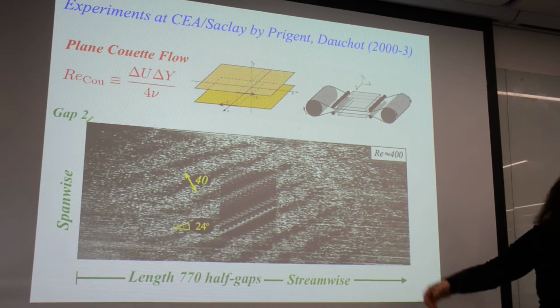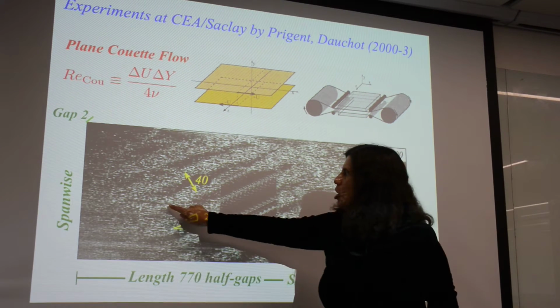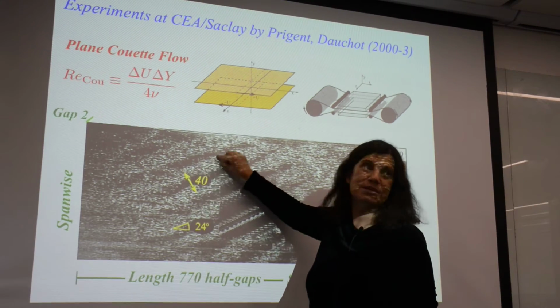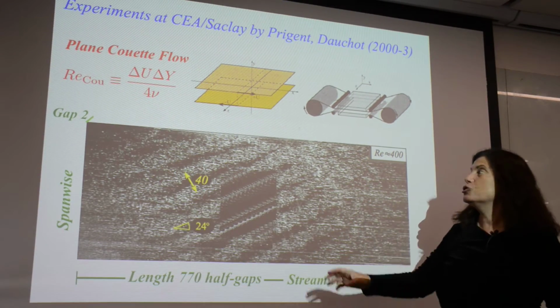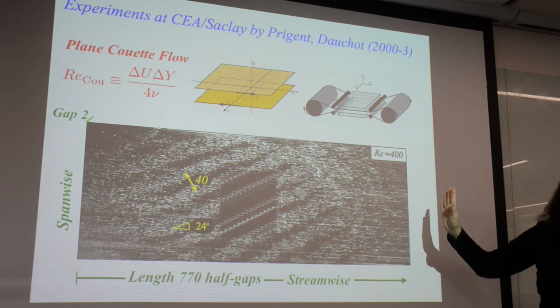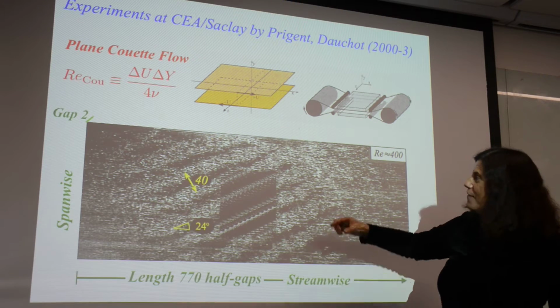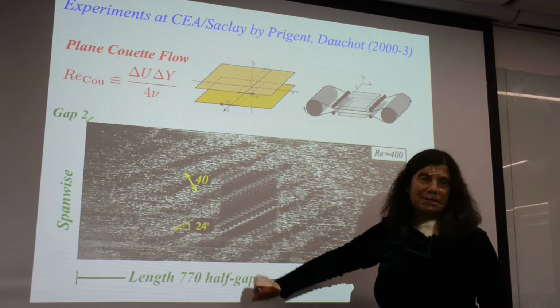And this is an experimental picture. And what you see here is a surprising thing. You don't see just turbulence. You clearly see, even though it's a very fuzzy experimental picture, these stripes. And this is the streamwise direction, the spanwise direction. You see that these stripes are not in the streamwise direction nor the spanwise direction. They're at an angle of 24 degrees, more or less. And they have a quite well-defined spacing of 40 half gaps.